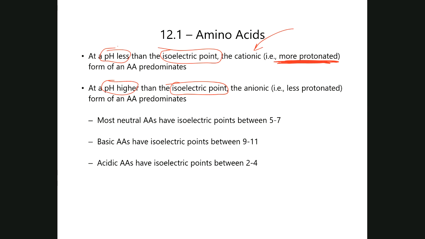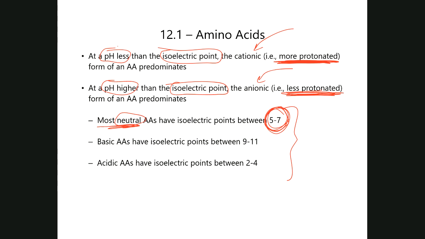That means they're going to primarily exist in a less protonated state, meaning they're going to be in a more anionic state relative to the alternative, right? So it turns out, general guidelines, the isoelectric points of most neutral amino acids is close to neutrality. So close to pH 7 is when these neutral amino acids are going to have charges close to zero. They're going to be perfectly Zwitterionic.